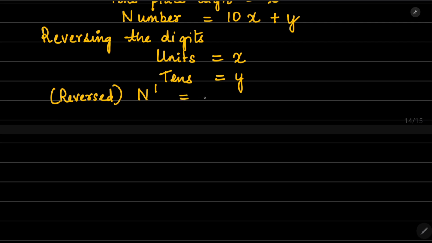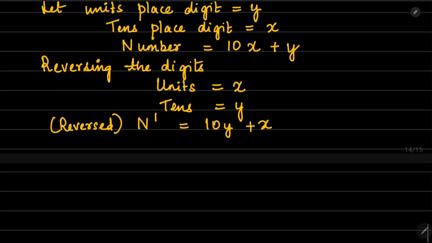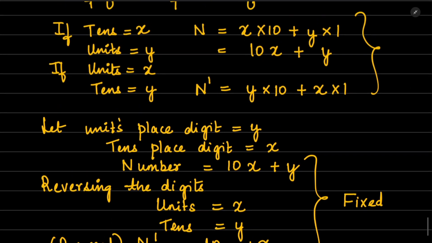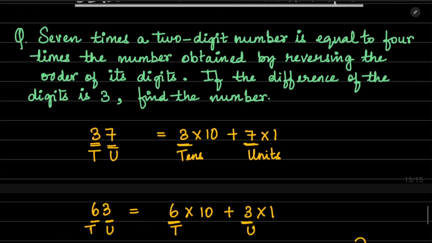n dash will be equal to 10y plus x. Okay, now these things are fixed. Now let us read the question. So you know what is the number in general and what is the reversed number.